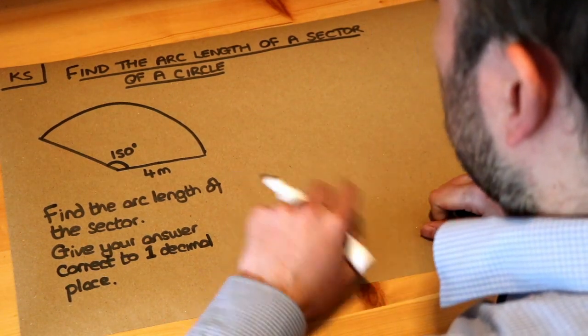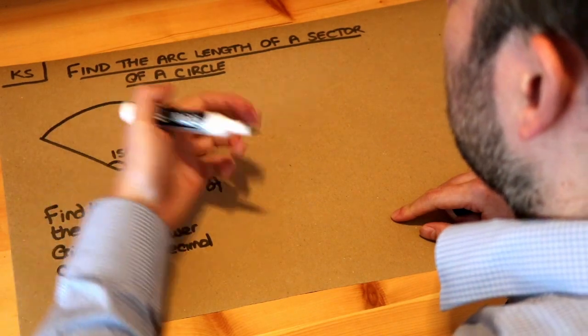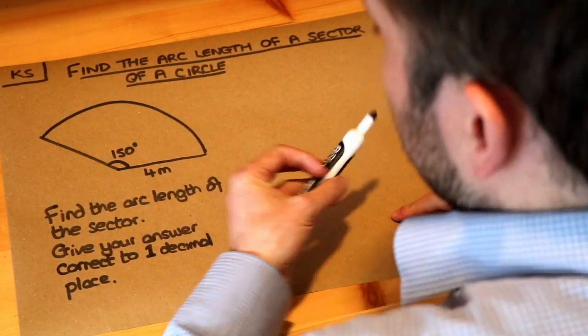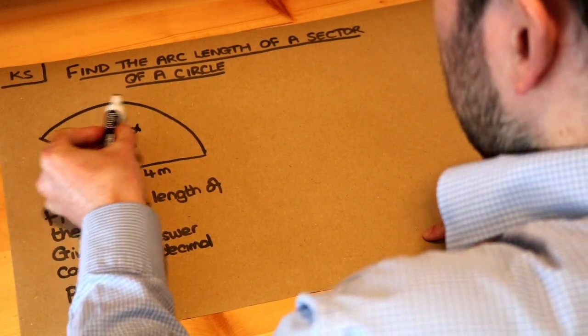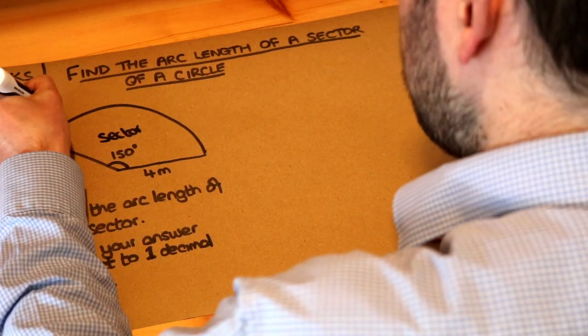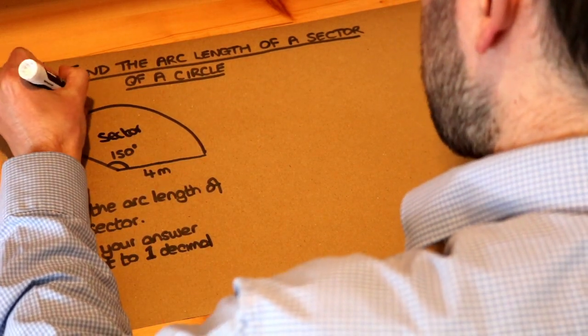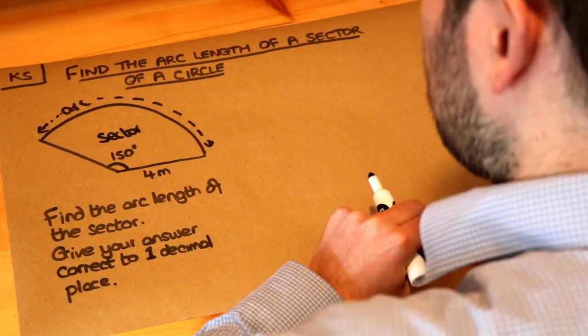Now just a reminder of what a sector is. A sector of a circle is just some portion of a circle. So you can think of it as a pizza slice. This is a particularly big pizza slice. Now this line on the circumference of the circle, that's just part of the circle, that's known as an arc. So we want to find the length of this arc.